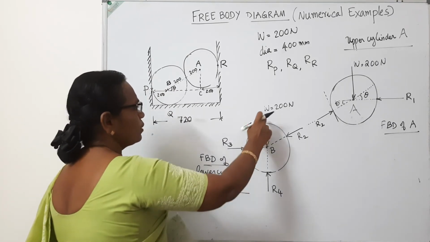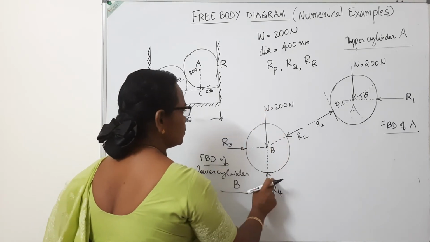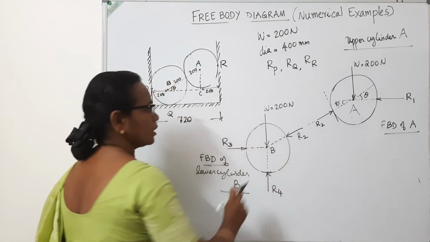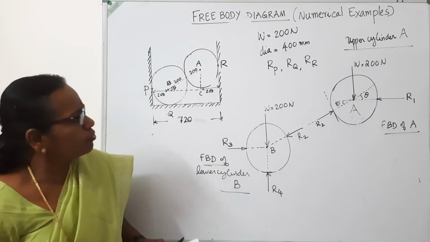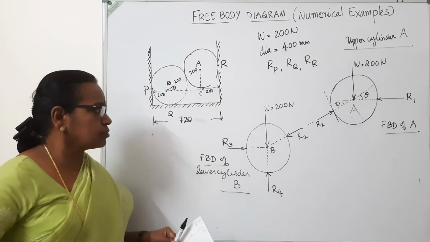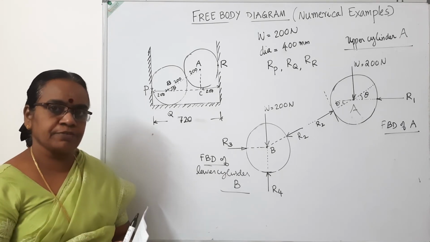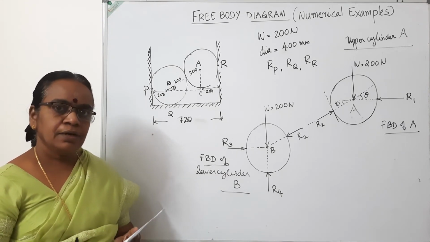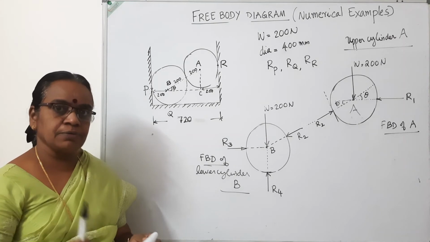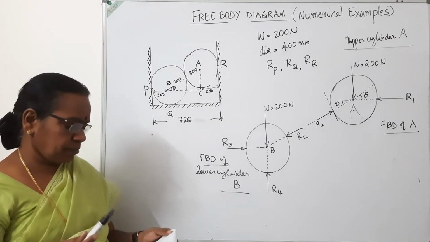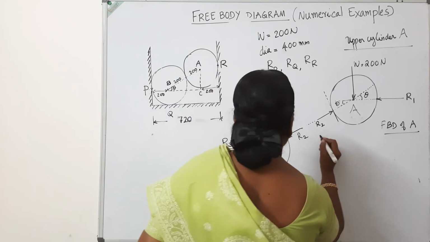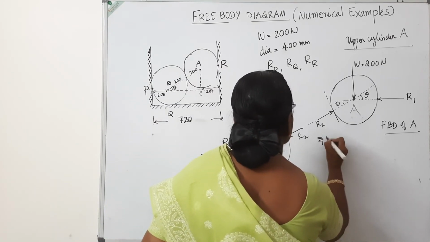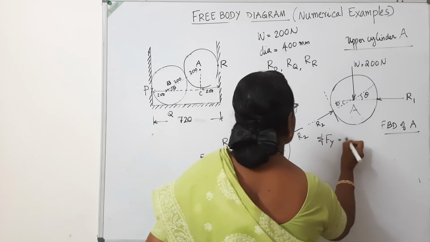Now see how many forces? 1, 2, 3, 4 forces are acting at one particular point. 4 concurrent forces are acting at one point, out of which R2 is known to us. So we have to apply only sigma Fx is equal to 0 and sigma Fy is equal to 0. We cannot apply Lami's theorem here. So let us apply sigma Fy is equal to 0 first.